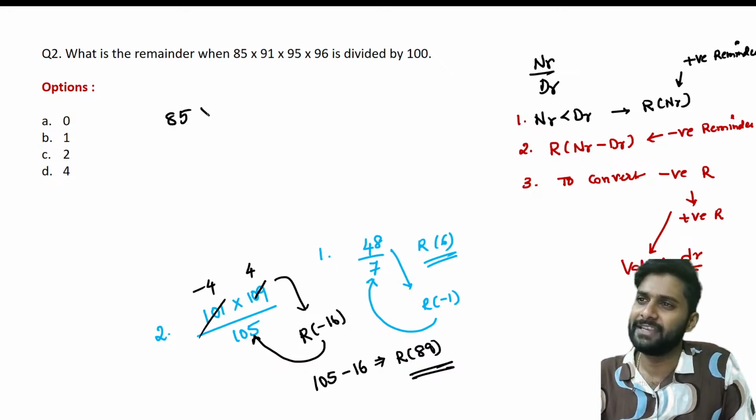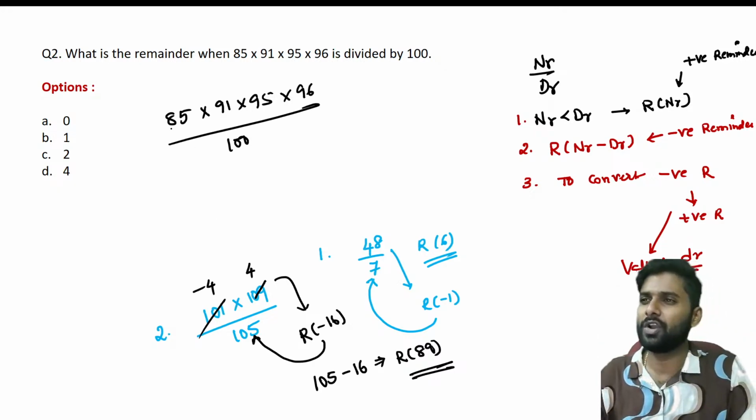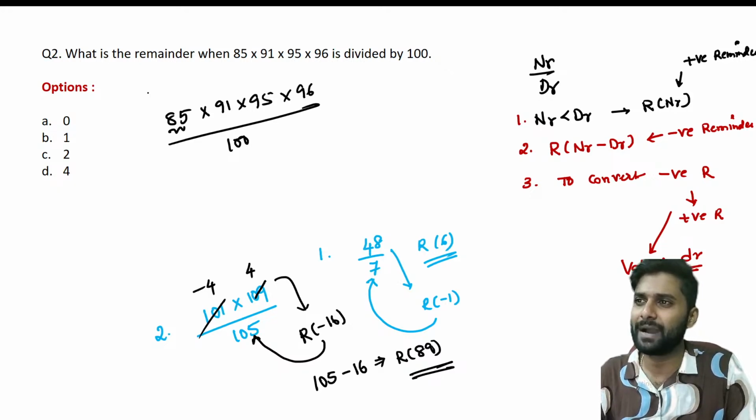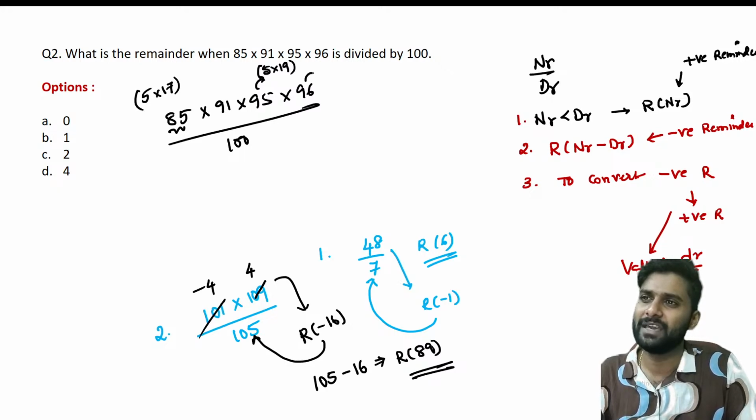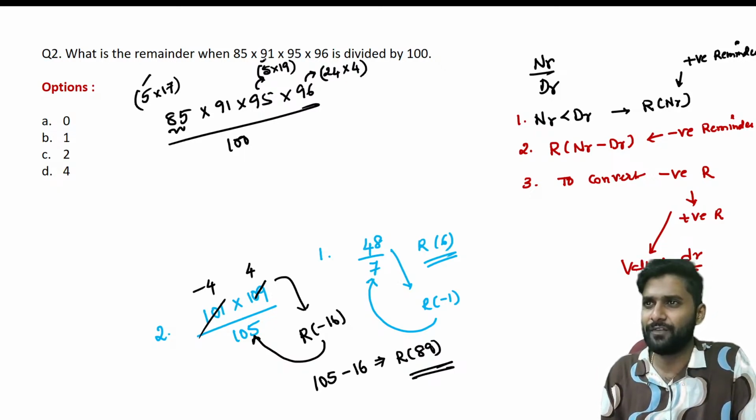Now see here: 85, 91, 95, 96 is divided by 100. Guys, learn this smart approach. You already know that 91 is a product of 7 multiplied by 13. Split in this way. So 95 I can take as 5 multiplied by 19, and 96 can be taken as 24 multiplied by 4. Guys, if we go through the calculation again, see 5, 5, 4.